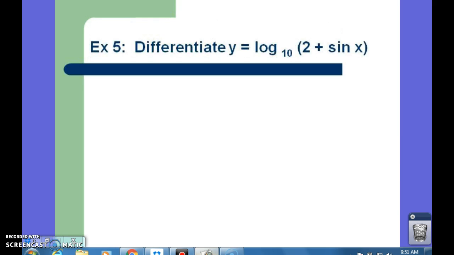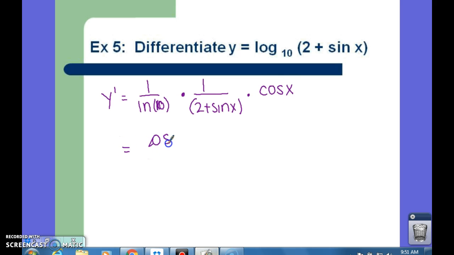So now, if you go back to that idea, this is 1 over the natural log of A. So your derivative is 1 over the natural log of 10. So it's whatever the base is inside a natural log in the denominator, times 1 over this stuff, times the derivative of this stuff. So the derivative of 2 is 0, the derivative of sine is cosine. So you get cosine x over the natural log of 10 times 2 plus sine x.